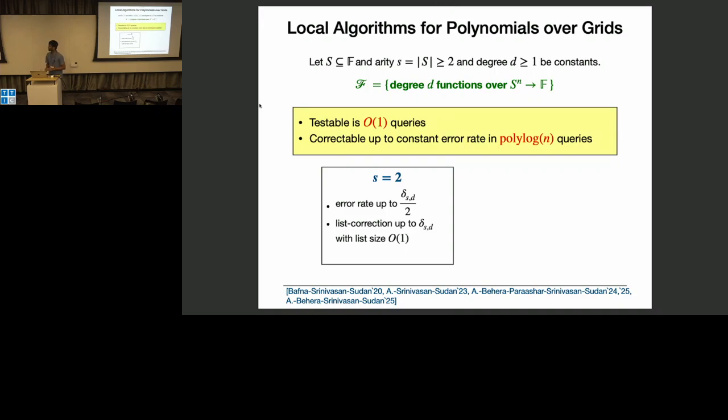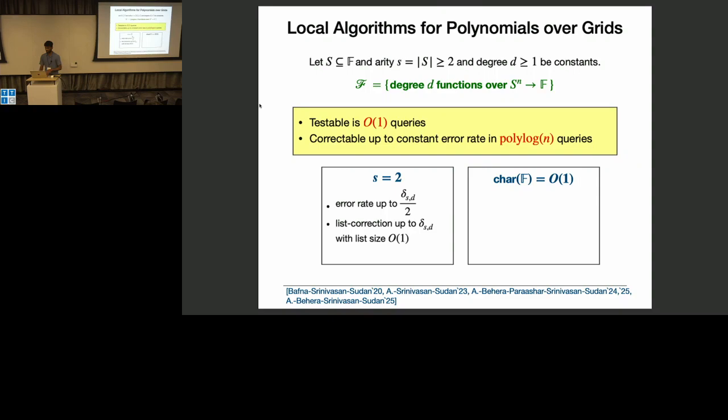And what happens when the error is more than half the distance? In this case, we can show that you can do list correction, which says that you can output a small list and guarantee that at least one of the functions in your list computes a nearby polynomial. And we can do this up to error approaching the distance delta_S of the code.